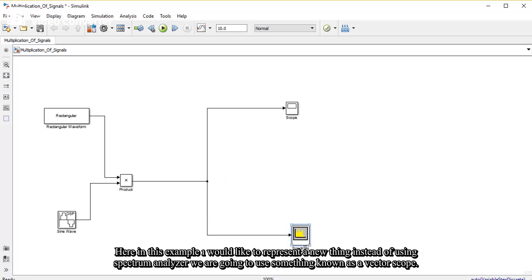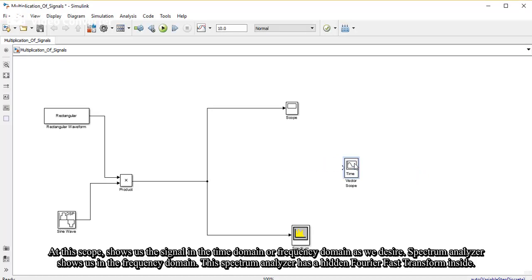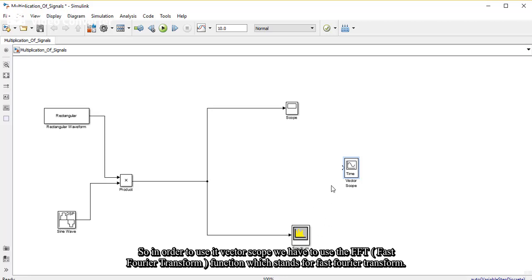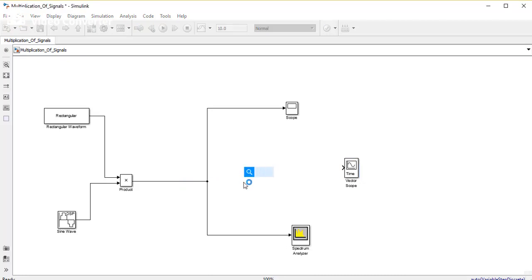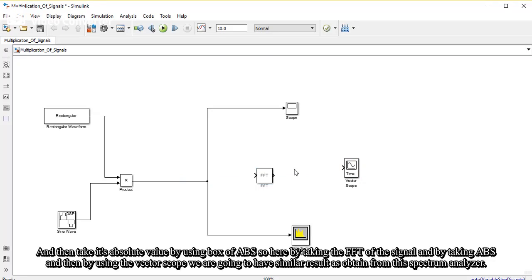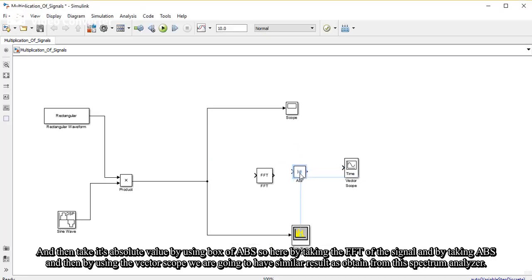a new thing. Instead of using a spectrum analyzer, we're going to use something known as a vector scope. A vector scope shows us the signal in the time domain or frequency domain as we desire. Spectrum analyzer always shows us in the frequency domain. The spectrum analyzer has a hidden fast Fourier transform inside it. So in order to use a vector scope, we have to use the FFT function, which stands for fast Fourier transform, and then take its absolute value by using the box of ABS, absolute value of that Fourier transform.